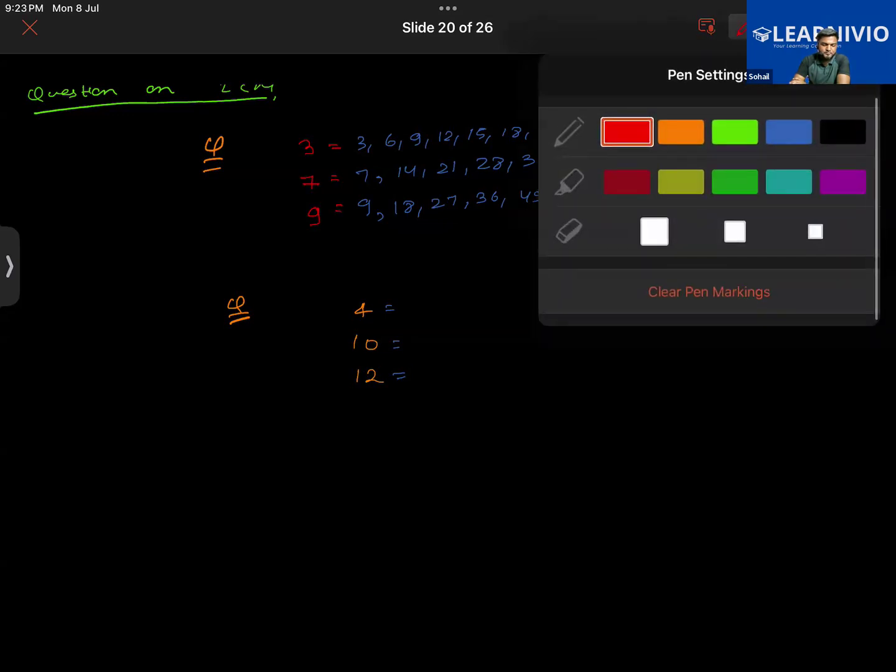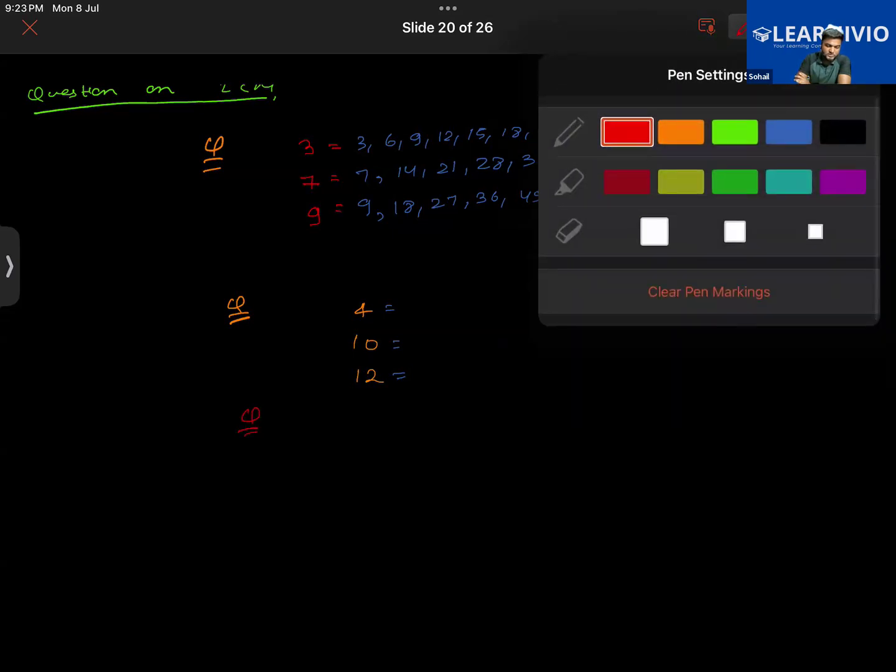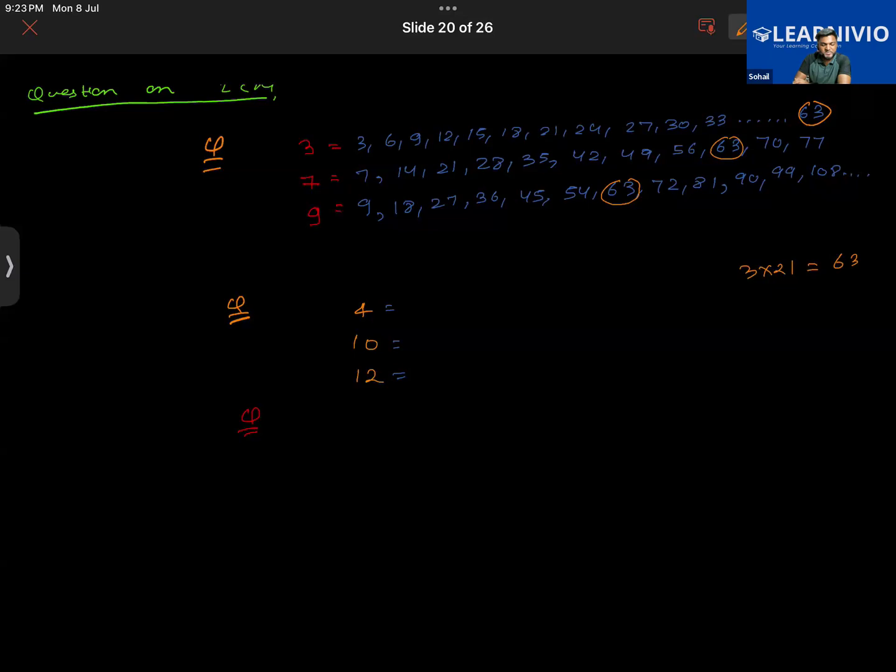What about you? Since you have done it, Habib, you also have to solve it. Then you, Sumaya, find the LCM of another number. You can take 7, 14, and 21.